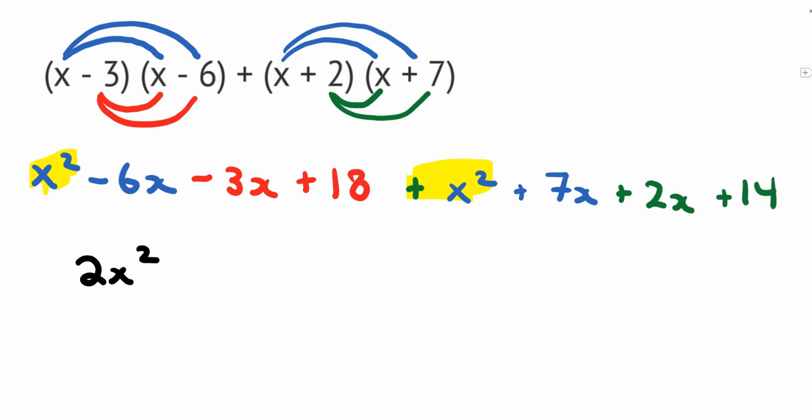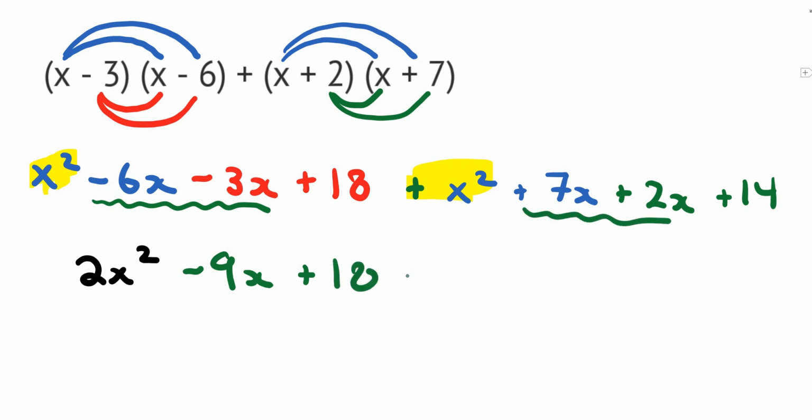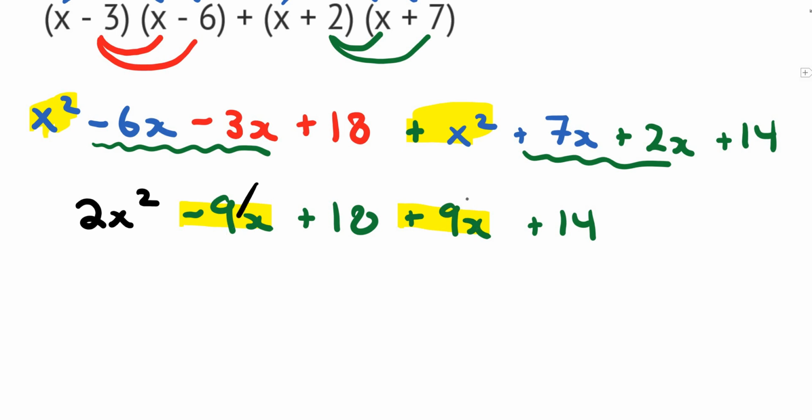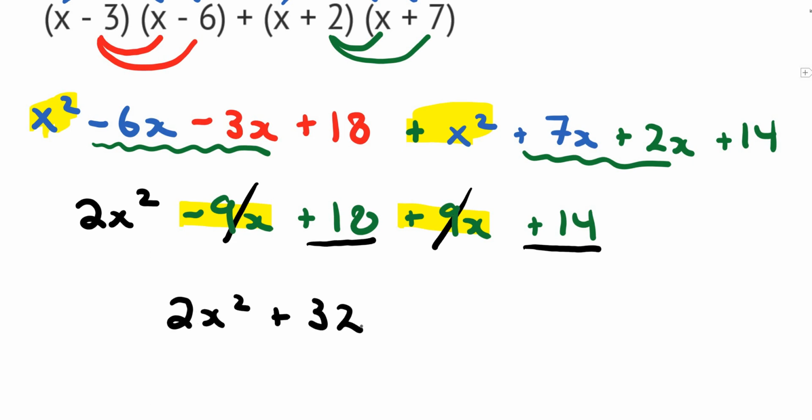Okay. And then if I just combine this right here, negative 6x minus 3x will be negative 9x. And then plus the 18. And then I have a positive 9x over there. And then I have a positive 14. And then it turns out that I have a negative 9x here and a positive 9x there. So those two terms will essentially cancel. And then we have 18 plus 14, which will be 32. So my final answer is 2x squared plus 32. Okay, so we're just collecting like terms there to finish off that question.